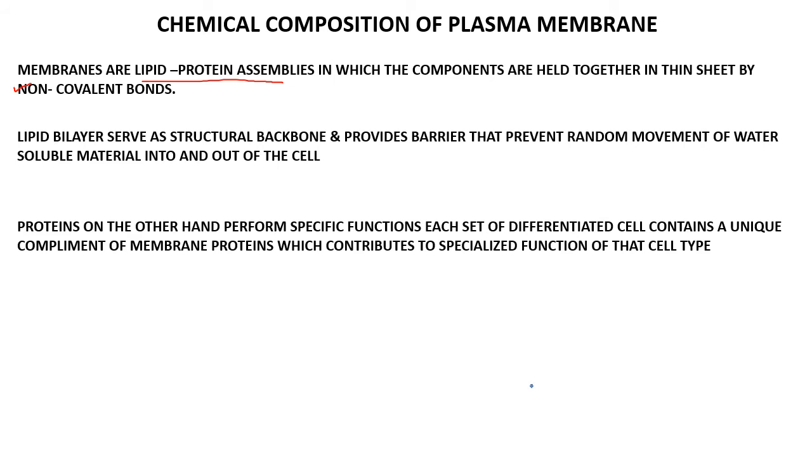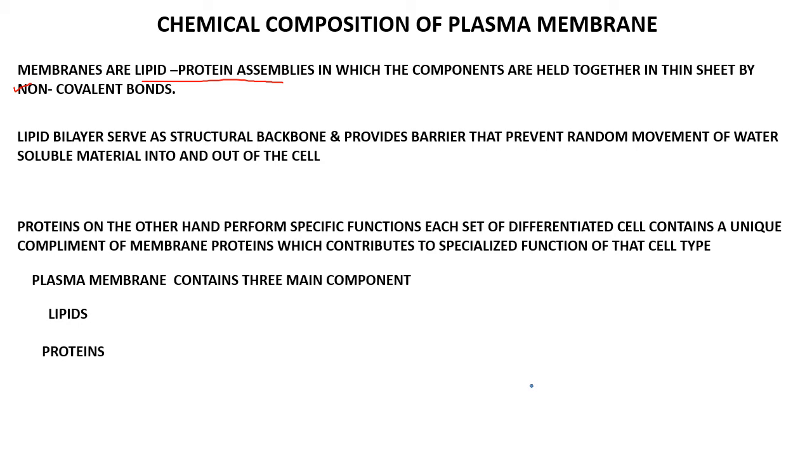Protein, on the other hand, performs specific functions. Each type of cell has a different complement of protein, which contributes to the specialized function of the cell type. Plasma membrane contains three main components. These components are lipids, proteins, and carbohydrates.